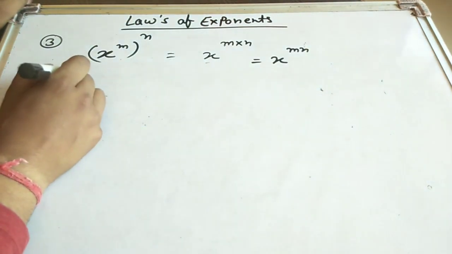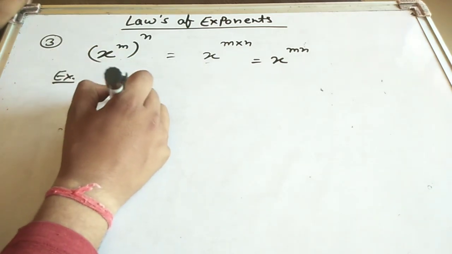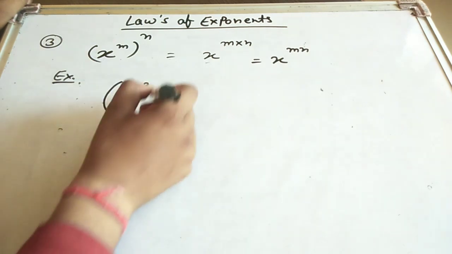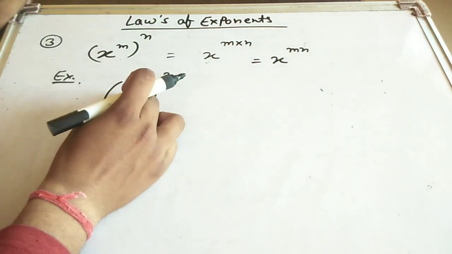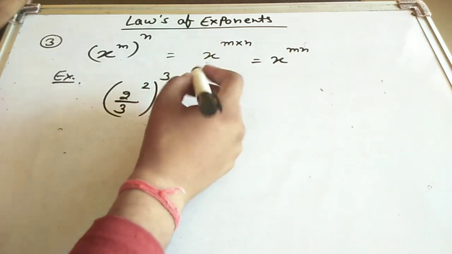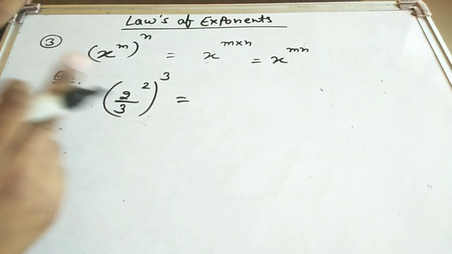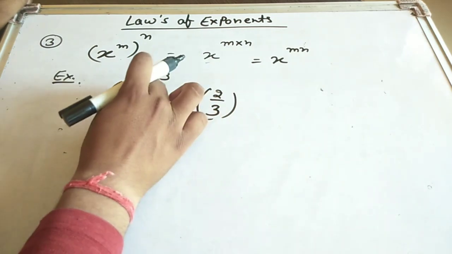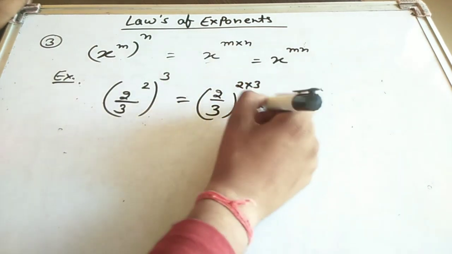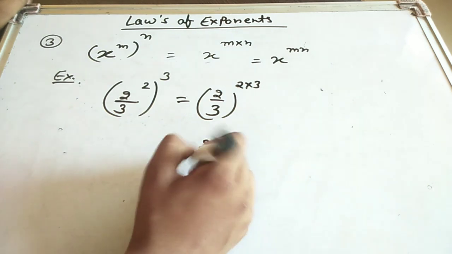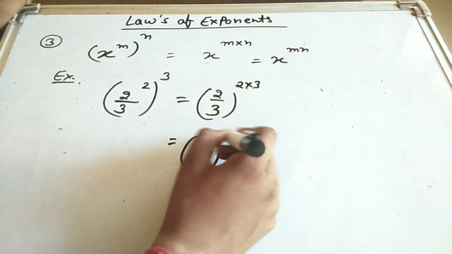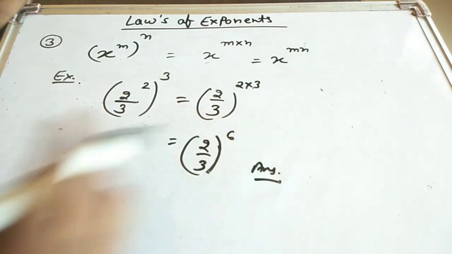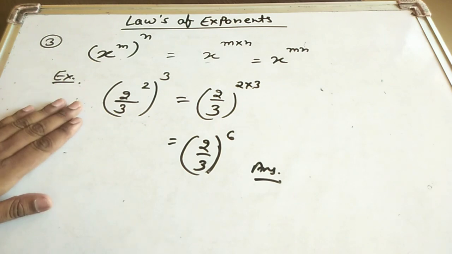Okay. Let us take an example, like 2 by 3 to the power 2, and whole power is 3. So the powers will be multiplied. So 2 by 3 with powers 2 and 3: 2 multiplied by 3 gives 6. So we get 2 by 3 to the power 6. Understood? It is the third law of exponent.